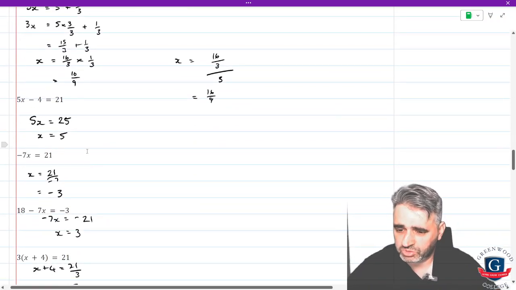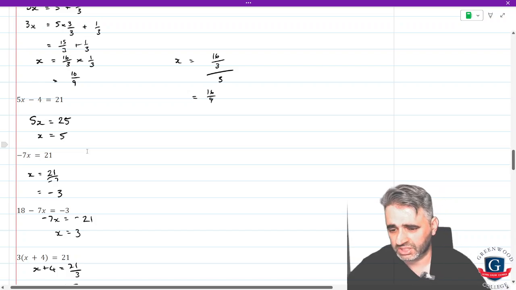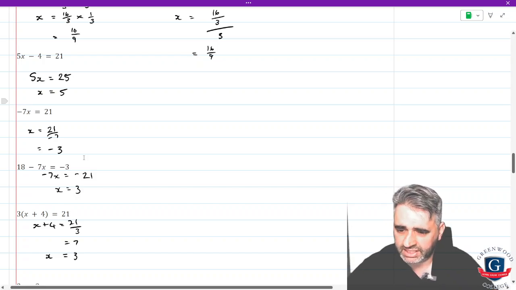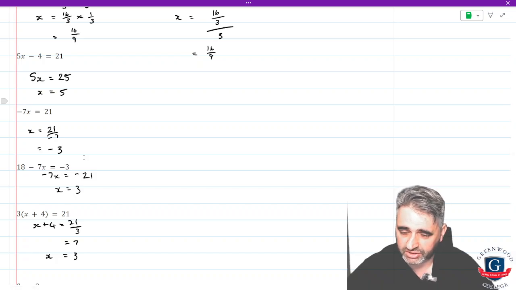5x take 4 equals 21. Add 4 to both sides. Divide both sides by 5. You get to x equals 5. Here's a nifty trick. Negative 7x equals 21. Divide by negative 7 rather than dividing by 7, multiplying by negative 1. Divide by negative 7, you'll end up with negative 3.